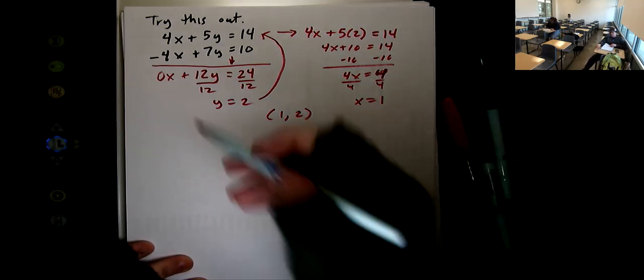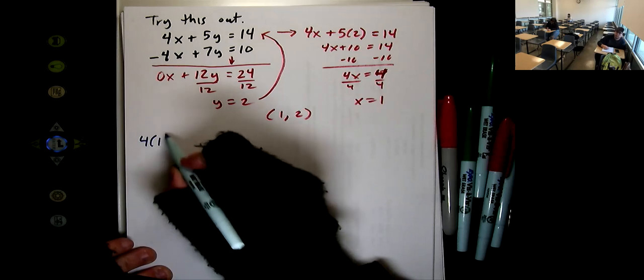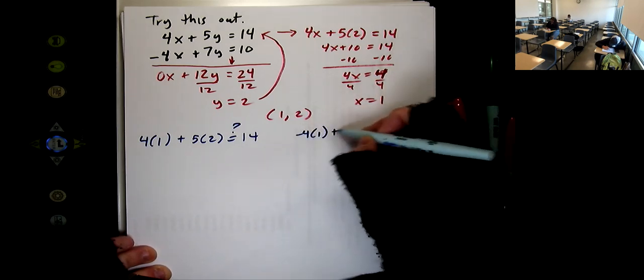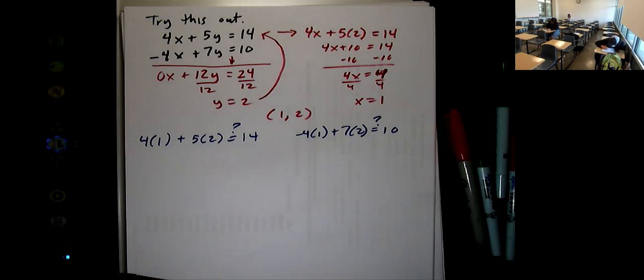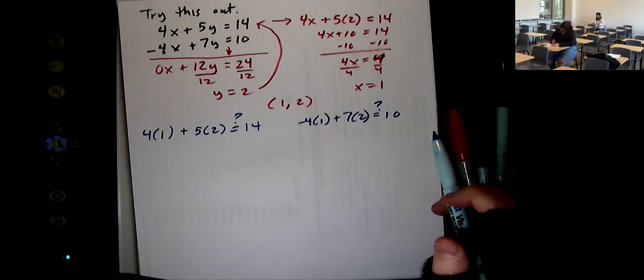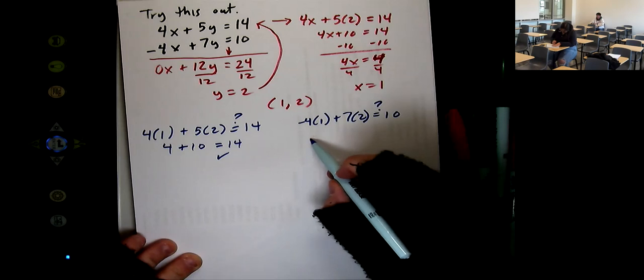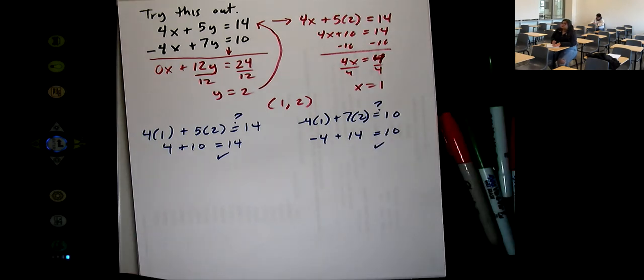Alright. So, check it in both equations. 4 times 1 plus 5 times 2, does that equal 14? And then does -4 times 1 plus 7 times 2 equal 10? Here I've got 4 plus 10 equals 14. That's true. Here I've got -4 plus 14. Does that equal 10? Yes, it does. That's true. So 1, 2 works in both equations.